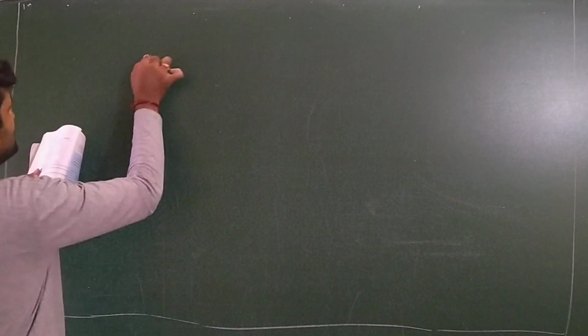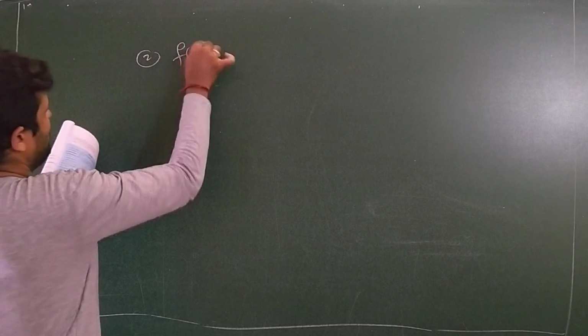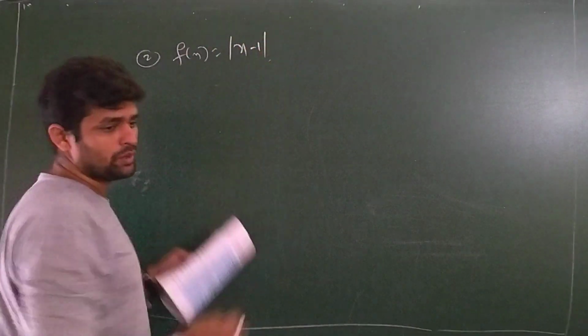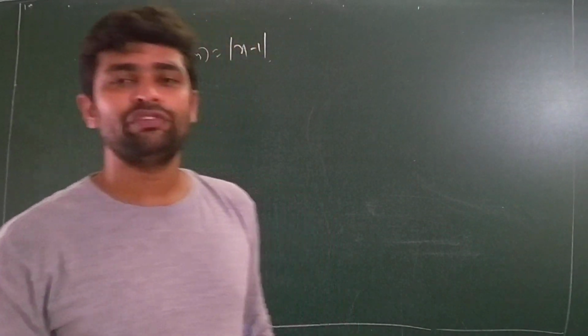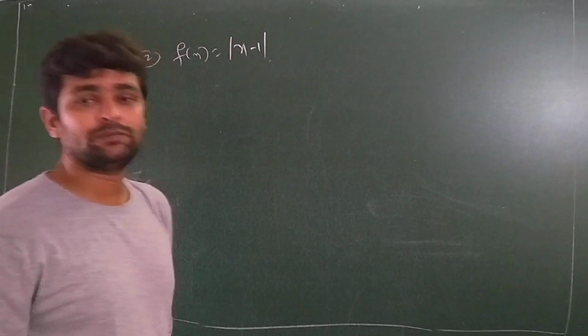Find the domain and range of a real valued function. Second question. f of x is equal to modulus of x minus 1. Find the domain and range. Find the domain and range of a real valued function. f of x is equal to x minus 1.